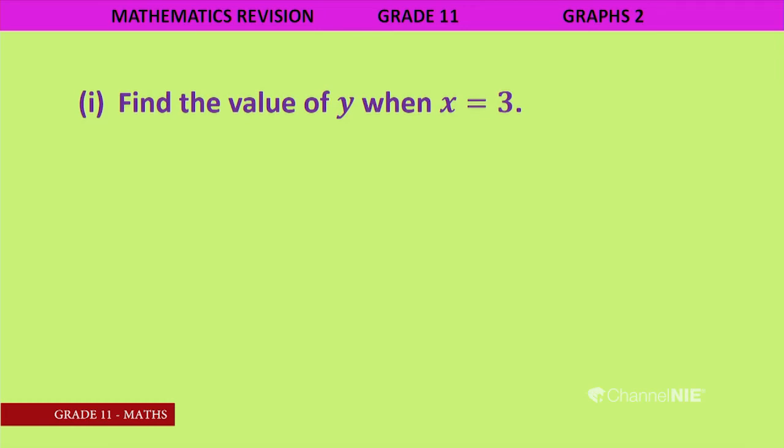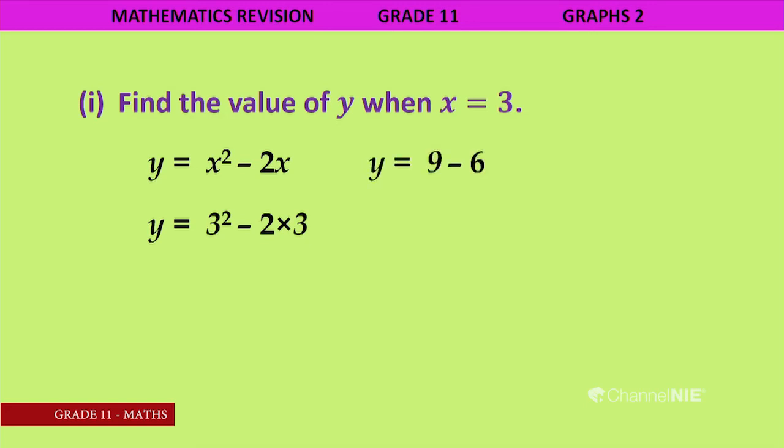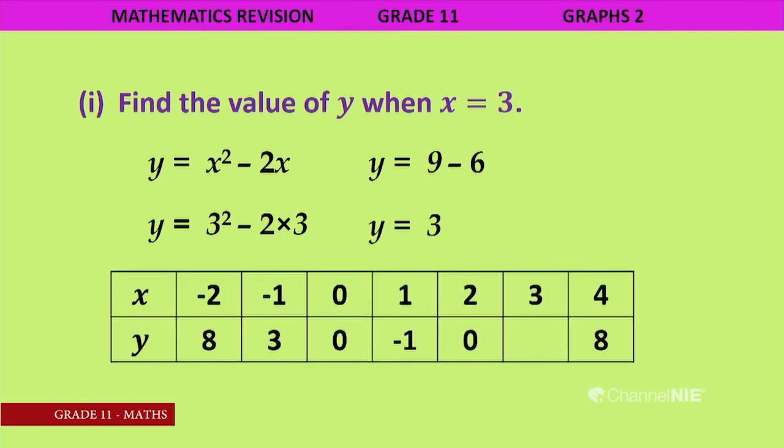Find the value of y when x equals 3. X squared minus 2x, then you can substitute 3 here. 3 squared minus 2 into 3, y equals 9 minus 6, y equals 3.